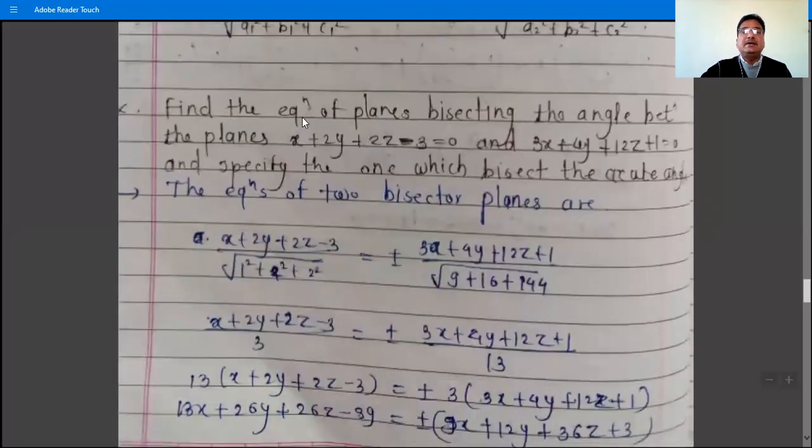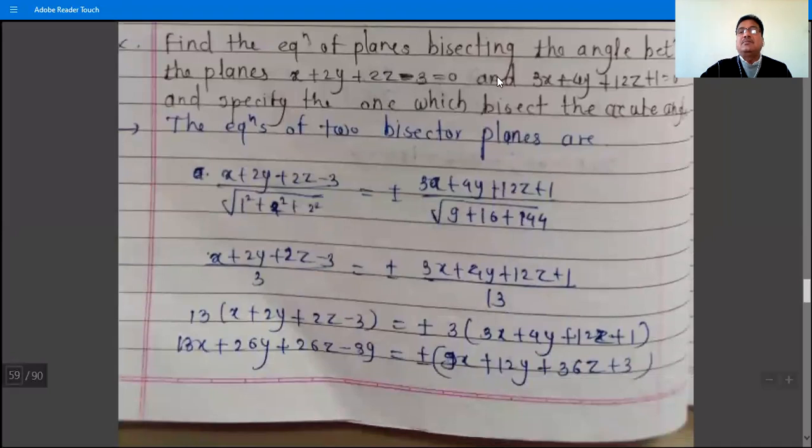So the question is: find the equation of the planes bisecting the angle between the two planes x plus 2y plus 2z minus 3 is equal to 0, and 3x plus 4y plus 12z plus 1 is equal to 0, and specify the one which bisects the acute angle. That is, out of the two, which one bisects the acute angle.